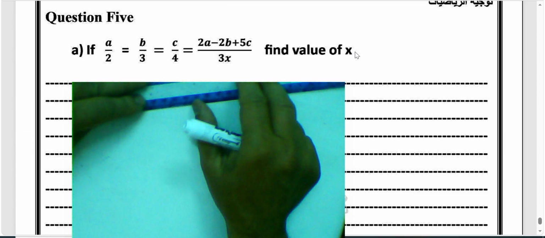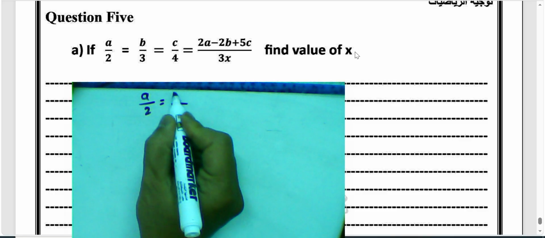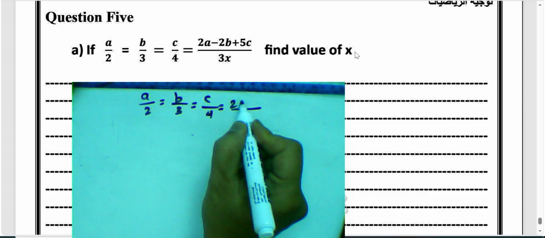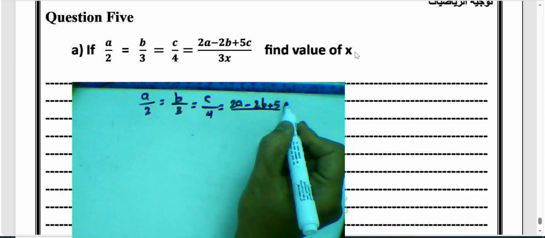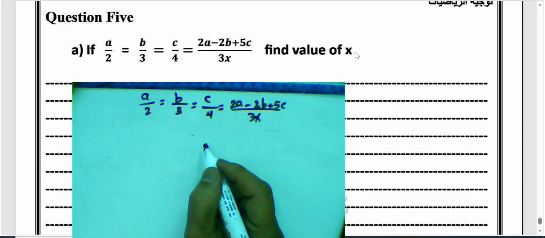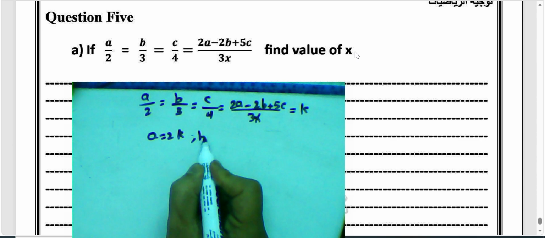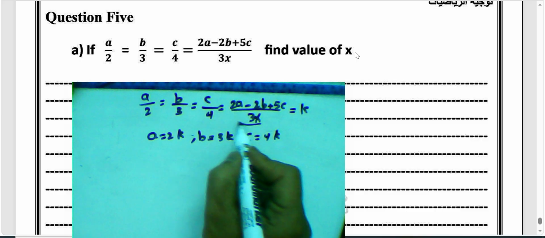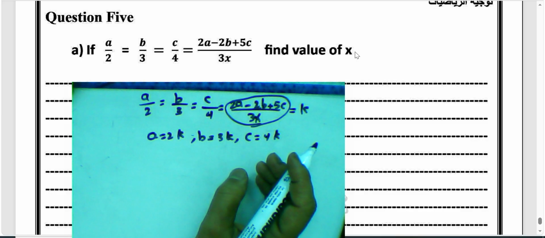Question 5. If A over 2 is equivalent to B over 3, equivalent to C over 4, is equivalent to 2A minus 2B plus 5C over 3X, we want to find the value of X. We can solve the example by properties. Put the point here, or put K. Then the value of A equals 2K, and the value of B equals 3K, and the value of C equals 4K. Then this expression with the value of A and B and C, and the answer will be the same value.